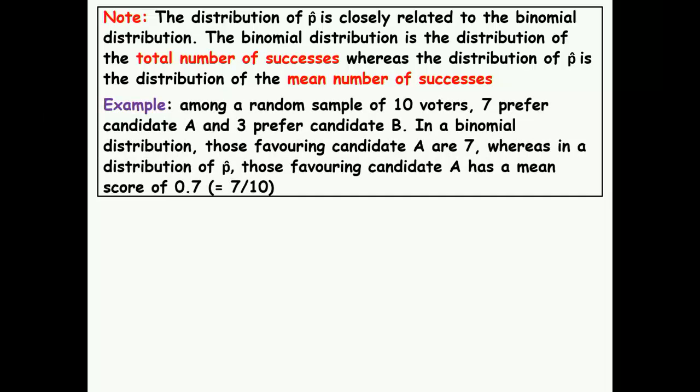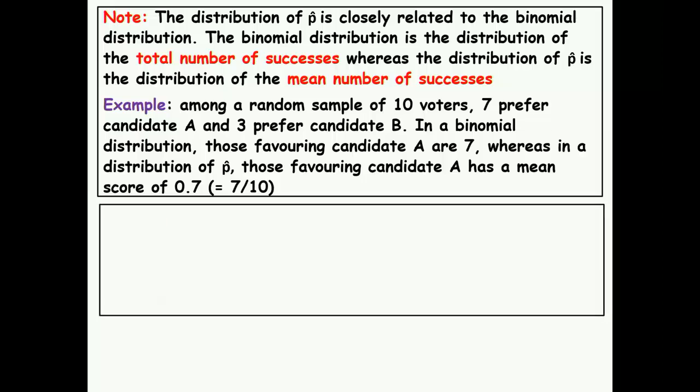If you take this example, out of 10 voters, 7 prefer candidate A, 3 prefer candidate B. In a binomial, you would say 7 and 3. In a proportion, you would say 70% and 30%. So that is the difference. In the binomial, it is a frequency. You count the numbers, like you flip a coin 10 times, 5 head, 5 tail. But in a proportion, you would say 50% head, 50% tail. So it is an example.